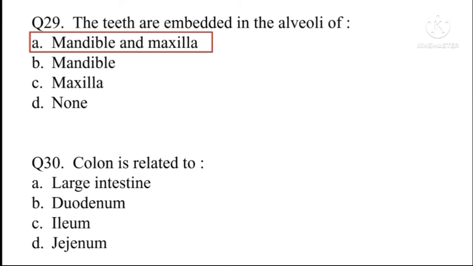Next question is colon is related to. Options given are option A, large intestine, option B, duodenum, option C, ileum, option D, jejunum. Its correct answer is option A, large intestine. Duodenum, ileum and jejunum, all these three are the parts of small intestine.